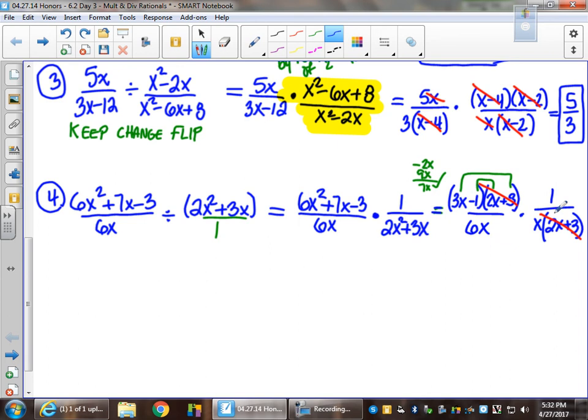Let's see what's left. 3x minus 1 times 1 is just 3x minus 1 divided by 6x times x, 6x squared. And just a side note, as tempting as it may be to say that this 3 and this 6 becomes 1/2, do not do that. That's an example of canceling terms, not factors.